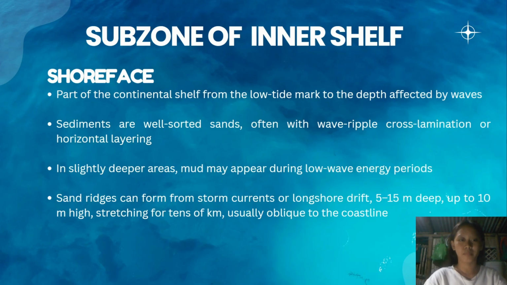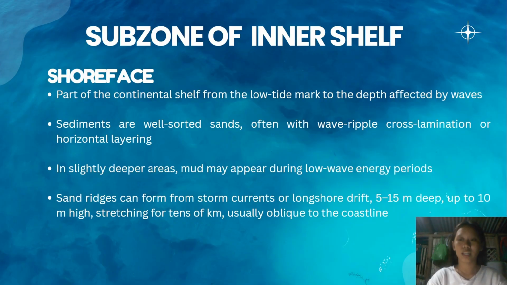Subzone of inner shelf, shore face: part of the continental shelf from the low tide mark to the depth affected by waves. Sediments are well-sorted sands. Often there are wave ripples, cross-lamination, or horizontal layering. In slightly deeper areas, mud may appear during low wave energy periods. Sand ridges can form from storm currents or longshore drift, 5 to 15 meters deep, up to 10 meters high, stretching tens of kilometers, usually oblique to the coastline.